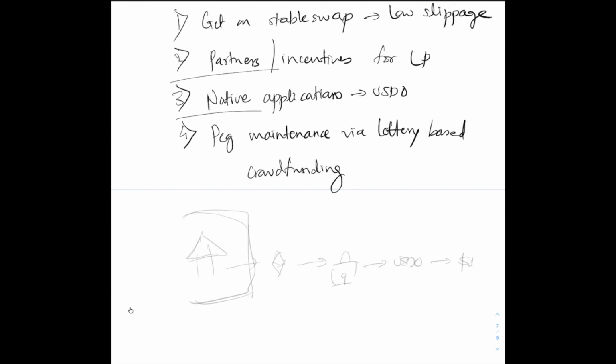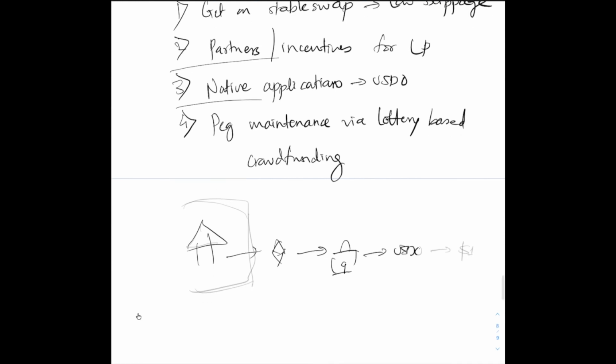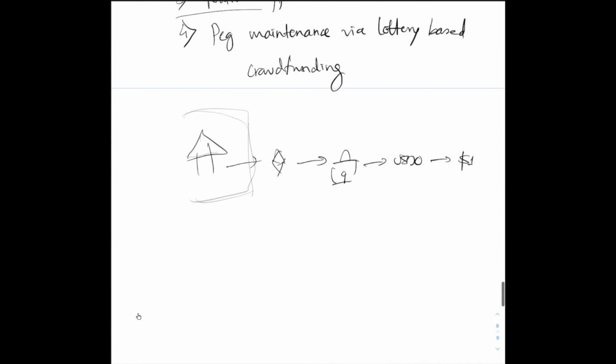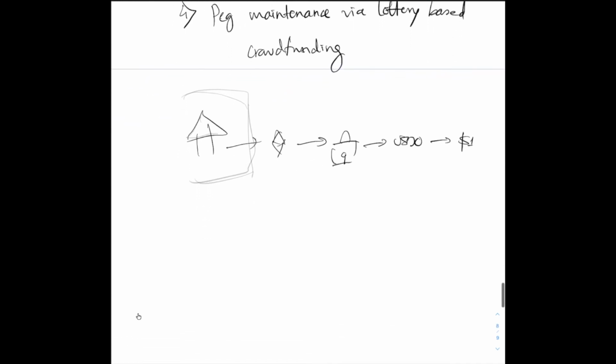Because if we can get the peg and we have enough liquidity, then at that point we can start to say, okay, I have a house, let's tokenize it and get USDO, which is $1. If you don't have the peg, then obviously this portion is not going to work. So getting the peg is extremely important. So that's what our focus is going to be in the next few days and months.